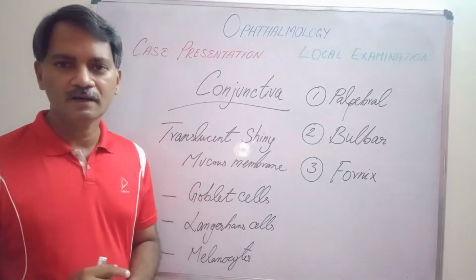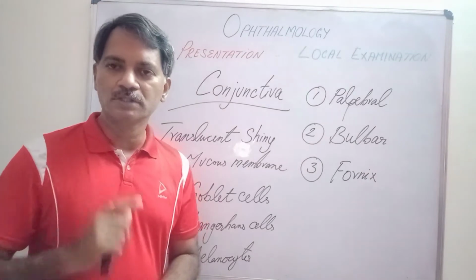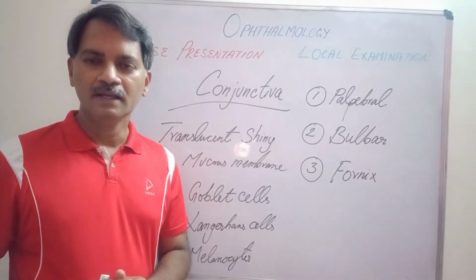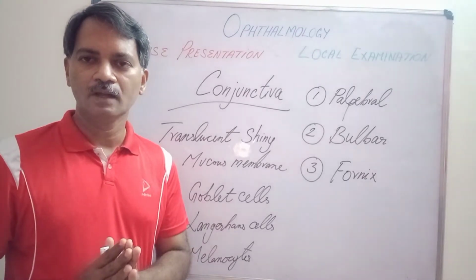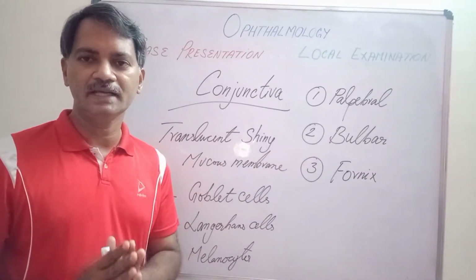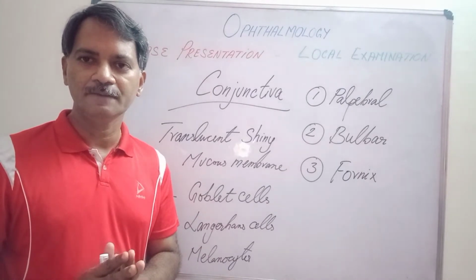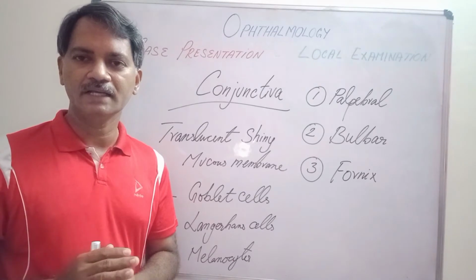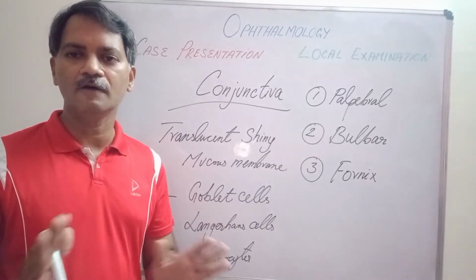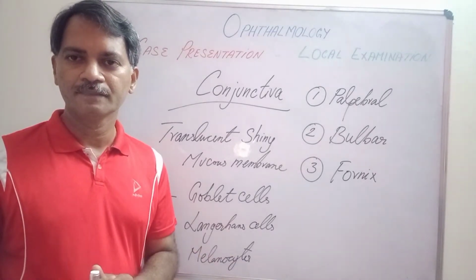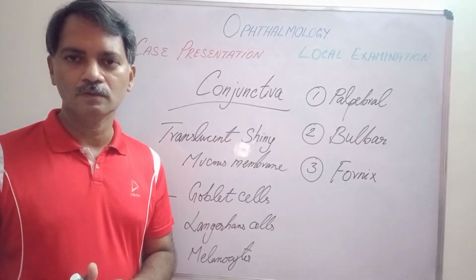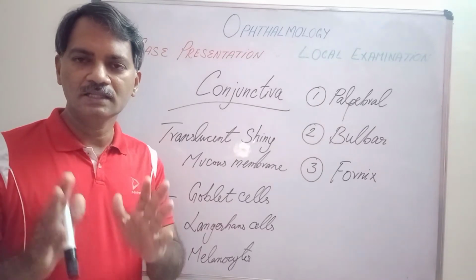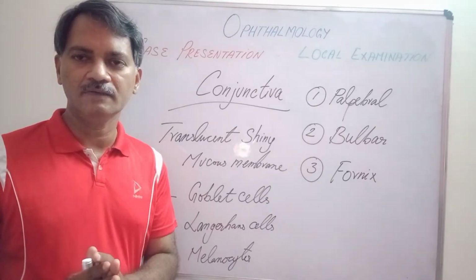The conjunctiva is a translucent shiny mucous membrane. It has three parts. One is the palpebral conjunctiva, which covers the posterior surface of the lid. Bulbar conjunctiva, which is over the sclera of the eyeball. The junction of the two is called the fornix. So these are the three main parts of the conjunctiva.